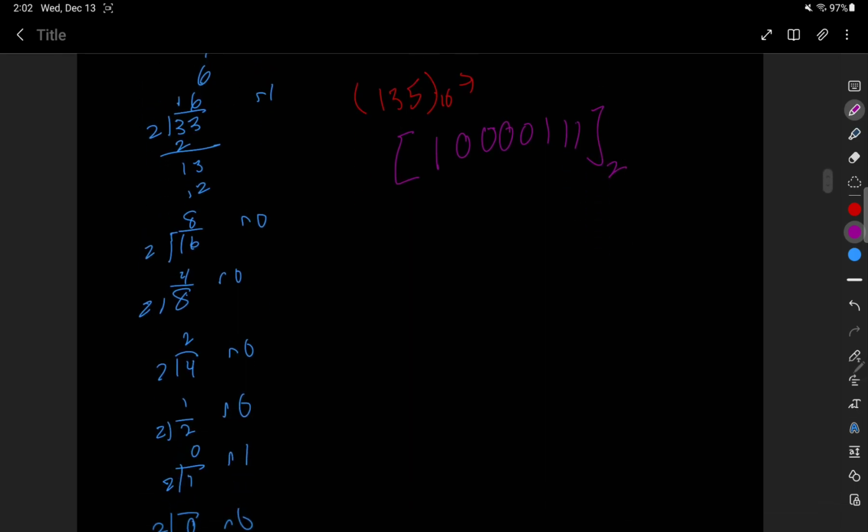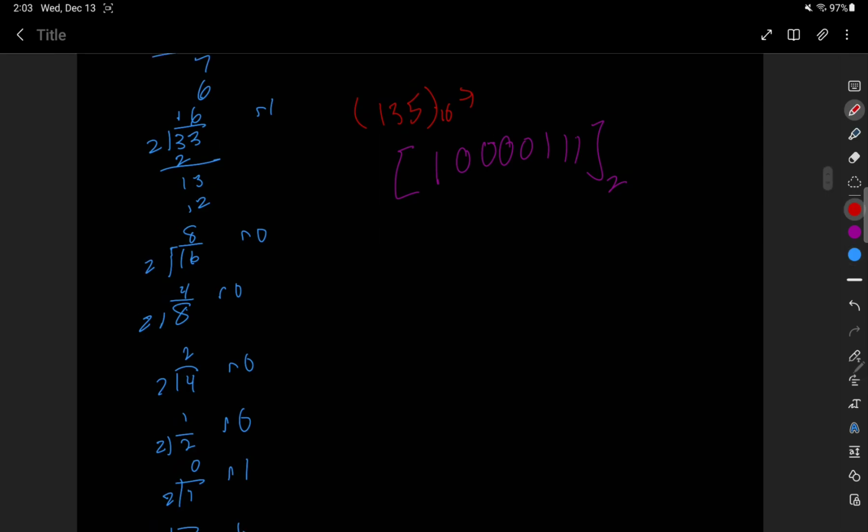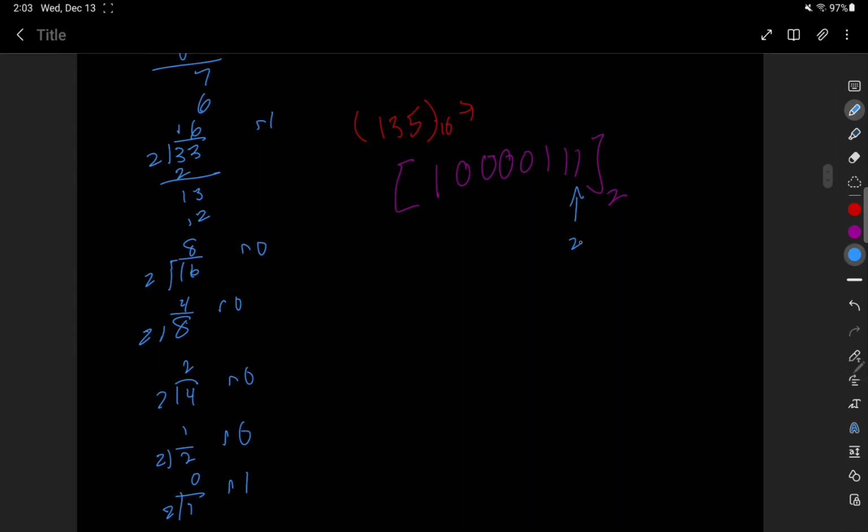And we can test that out as well. Let's do some math. We know that this is 2 to the power 0, 2 to the power 1, 2 to the power 2, 2 to the power 3, 2 to the power 4, 2 to the power 5, 2 to the power 6, 2 to the power 7. I'm going to use a calculator because I don't remember 2 to the power 7. Okay, it is 128. So 128 plus 4 plus 2 plus 1 gives you 135. So that checks out.